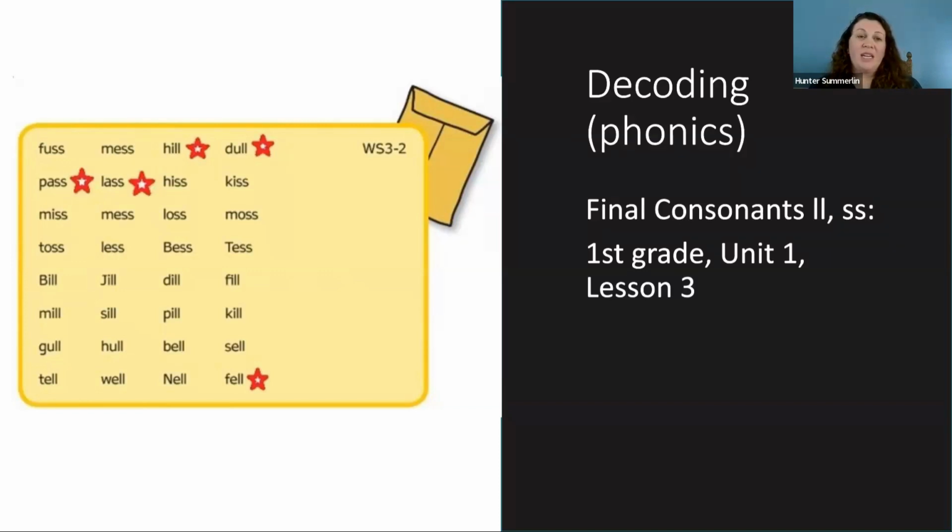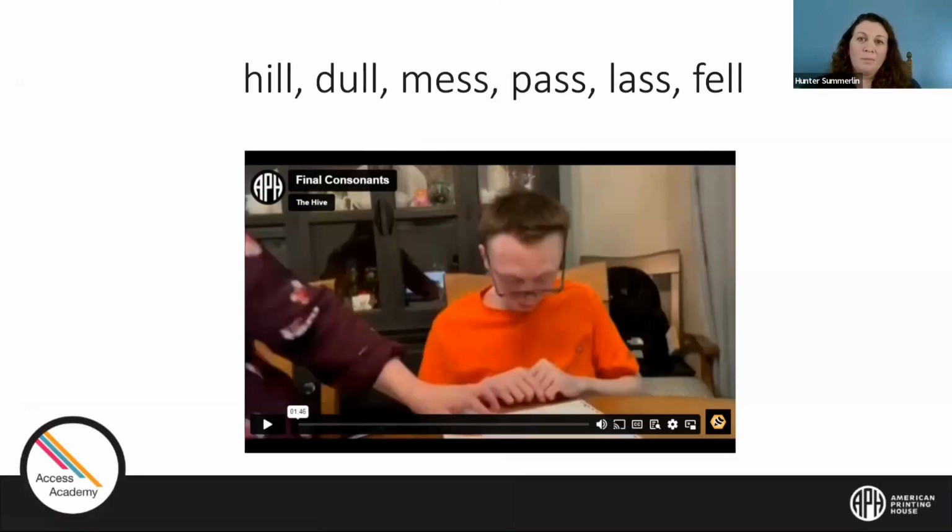The goal here is to get Drew to read the word hill without saying "hill-ul." There might be two consonants there, two of the same, but you don't repeat the sound or produce two of the sound. It's not "hill-ul," it's just hill. Again, the words that you'll see Drew read are hill, dull, mess, pass, lass, and fell.